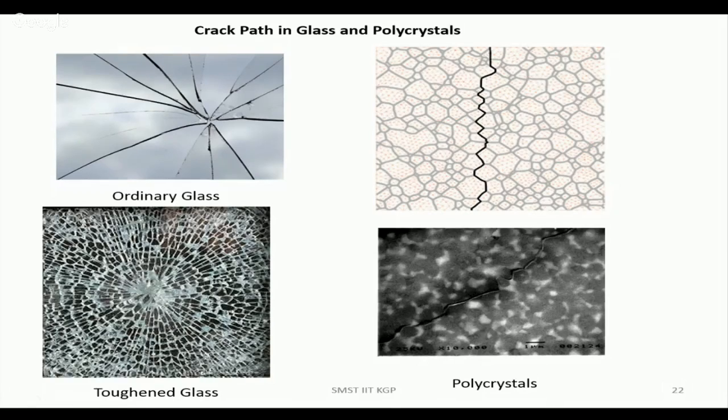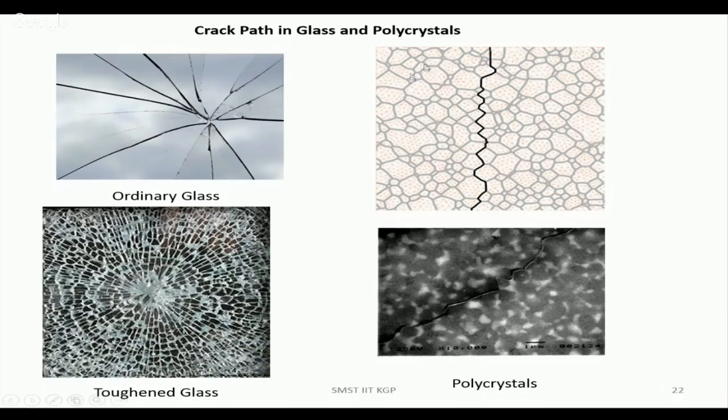So that is why in ceramics, specifically glass, there is a catastrophic failure. Vehicles or even aeroplanes use toughened glass. I am not going into detail of the toughened glass, but as you see, the crack propagation doesn't follow a straight line, rather it goes zigzag. So this is toughened glass.